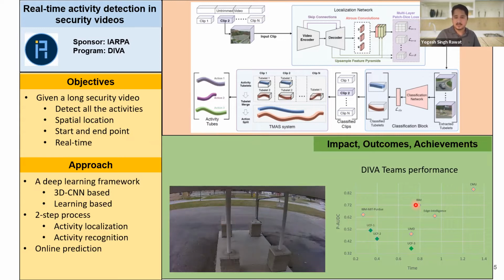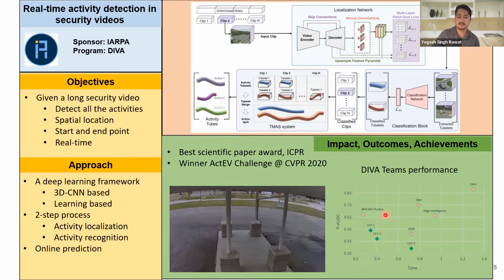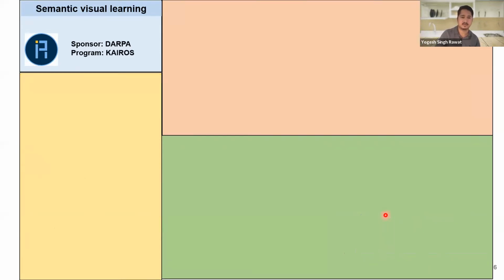There were multiple teams participating, and we developed this system which was best in terms of performance and also speed. A couple of outcomes here: it won a best scientific paper award, it won several challenges in this problem, and we do have a patent available now for this solution.